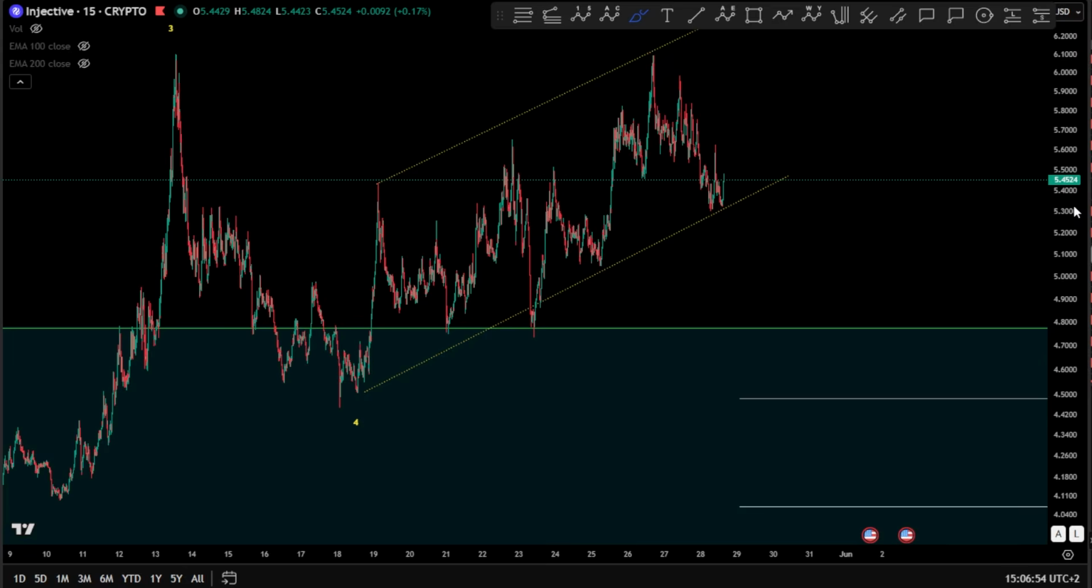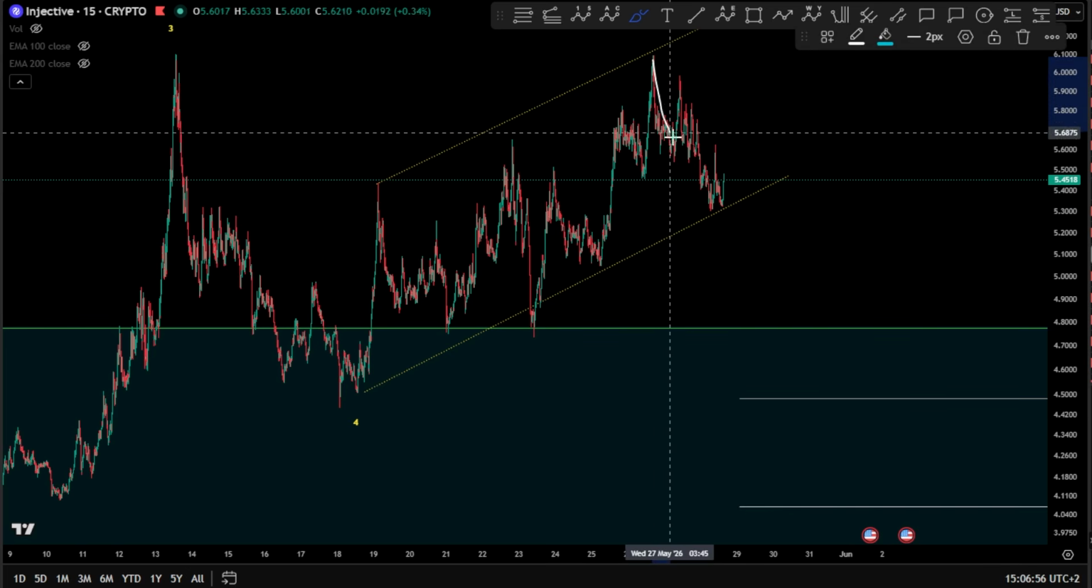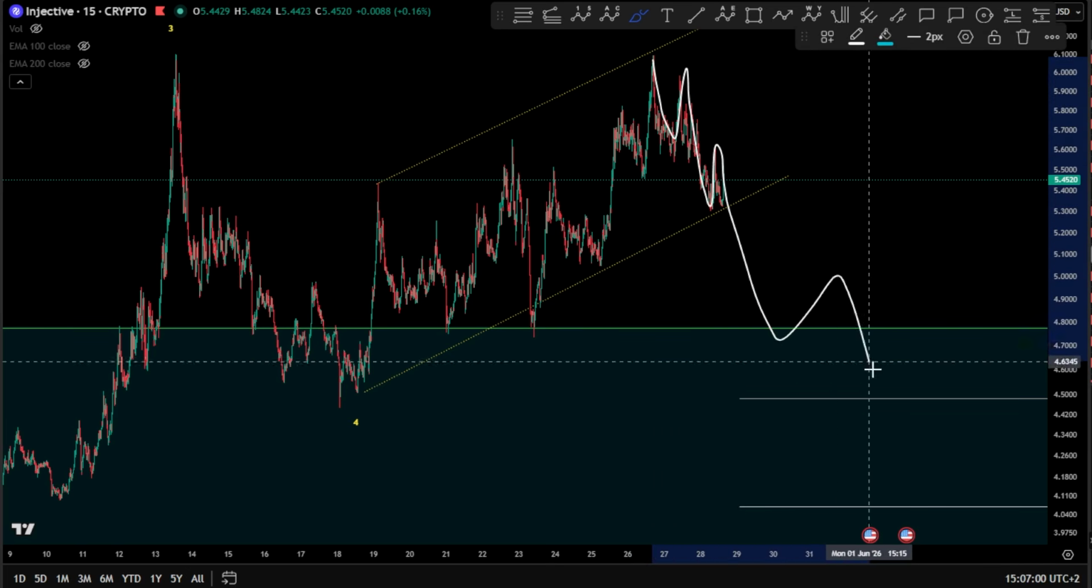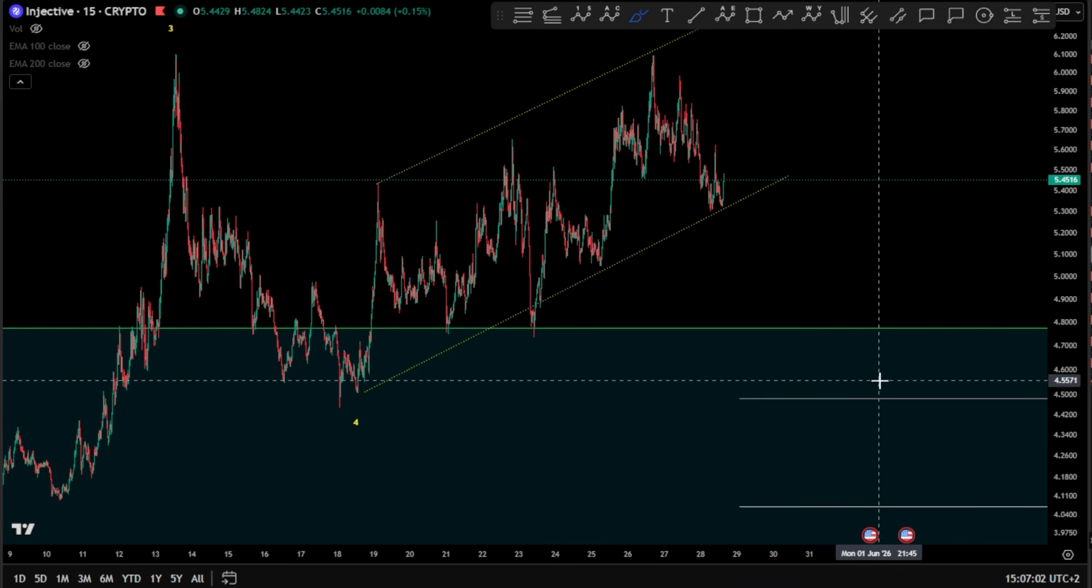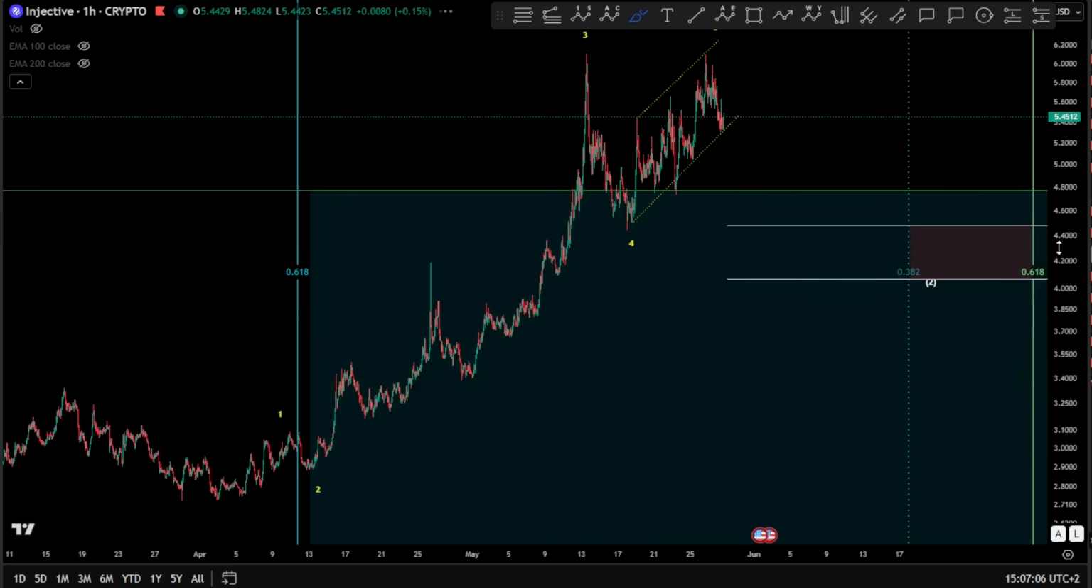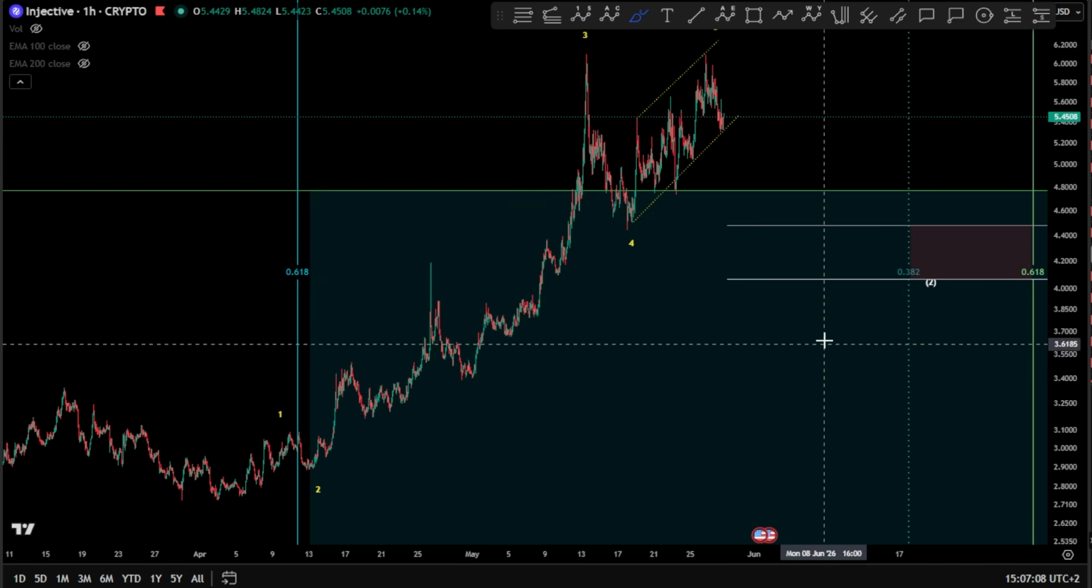The 15-minute chart for Injective, obviously we have a 1-2 here and something as a 1-2 again unfolding. I believe a wave 3, 4, and a 5. 4 and a 5 can continue towards the downside. Yep, so this is regarding Render, FET, and Injective.